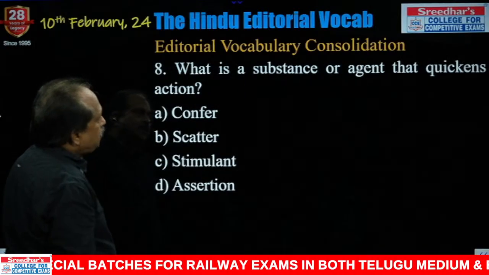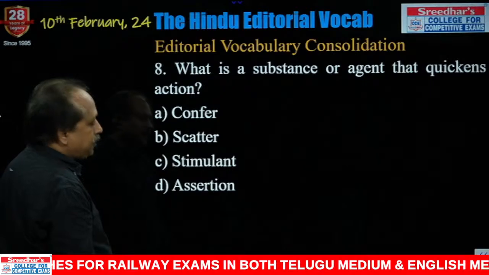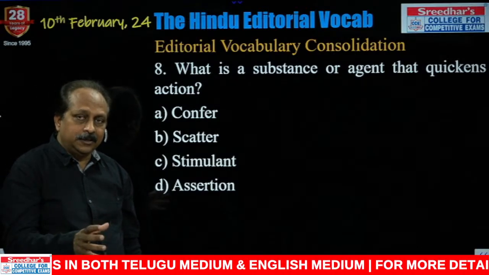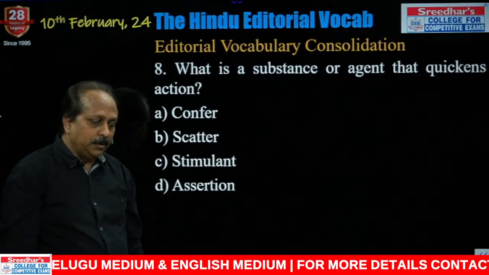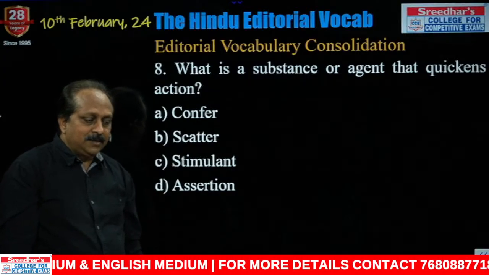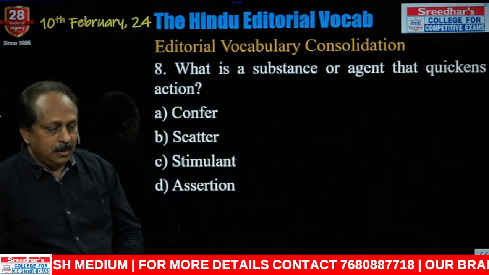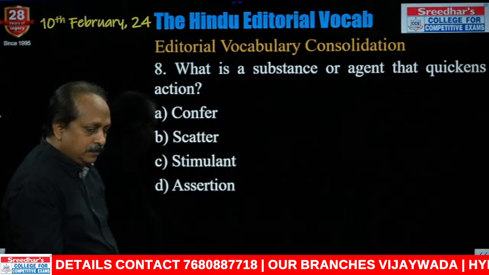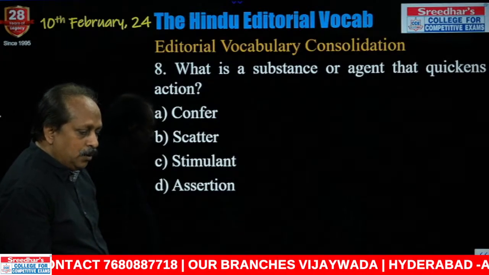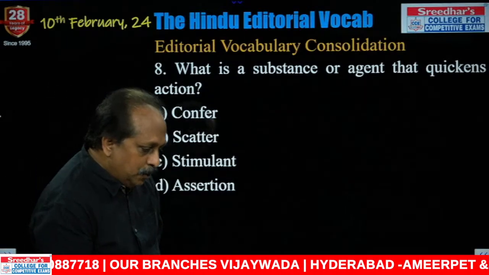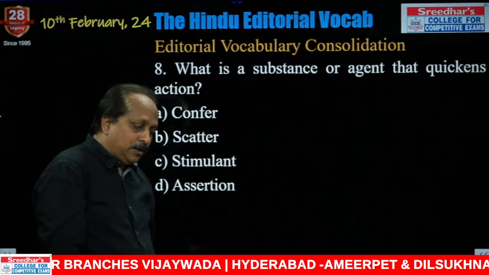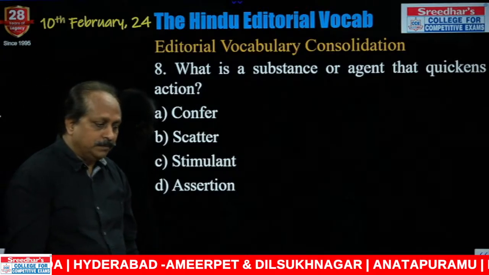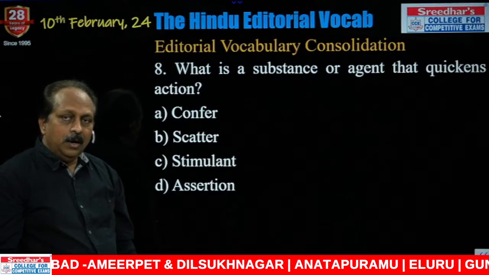What is a substance or agent that quickens action? There is a substance or agent that quickens action. What is the word for that? That makes some action happen very fast. Make it happen quickly. What is the word for that? Very good. Who is this? Arun Reddy. He has written all the three forms: present form, past participle form. Ode. A regular verb.